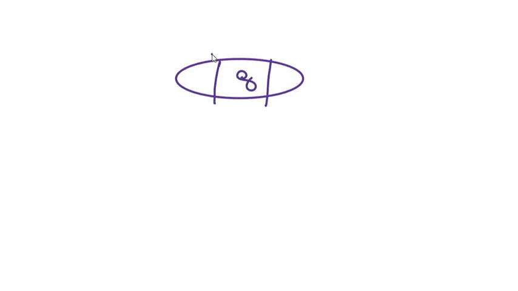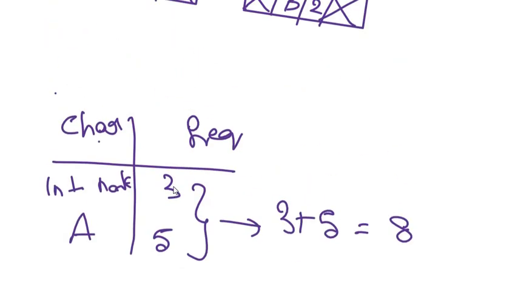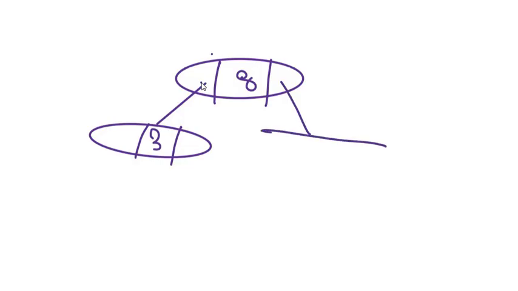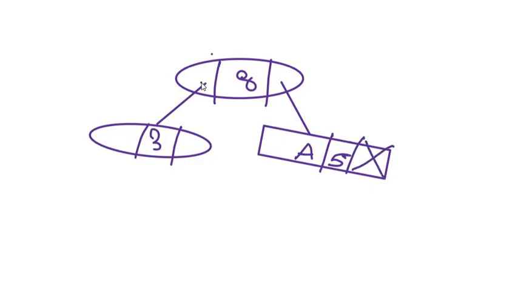So now, what is the least value here? We have added 3 plus 5. Now 3 is an internal node. So 3's right child will be A. Since we are adding A and an internal node, the value of A is 5, and it doesn't have a right child or left child, so it will be null.